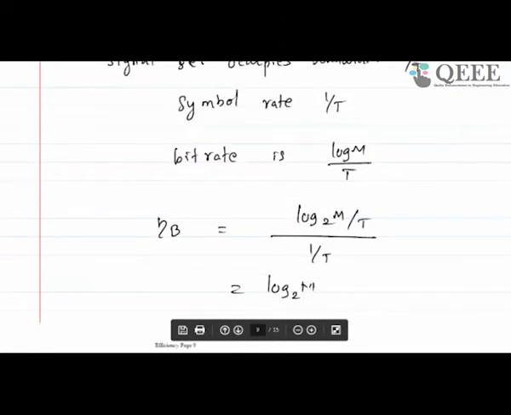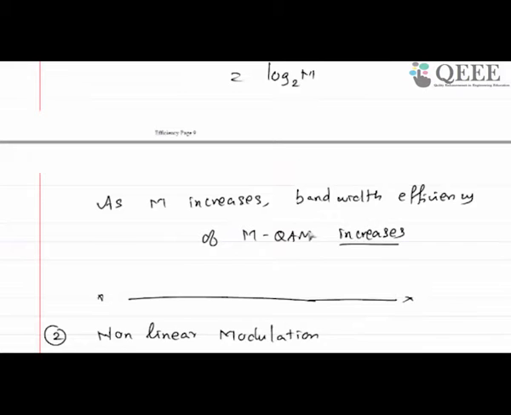So as M increases, the bandwidth efficiency of QAM increases. Without increasing the bandwidth, you are able to send more bits. That is what QAM is doing actually. If you are using M-QAM, you are sending log M bits, but all of these occupy the same bandwidth of 1 by T. So by increasing the constellation size, the bandwidth remains the same, 1 by T, but you are able to send more bits, right? That is why the bandwidth efficiency of QAM is better when you increase M.